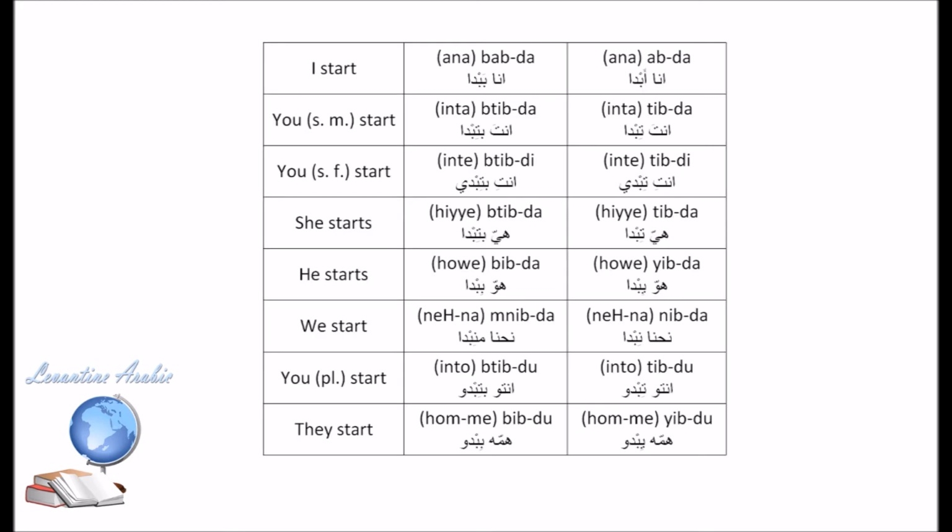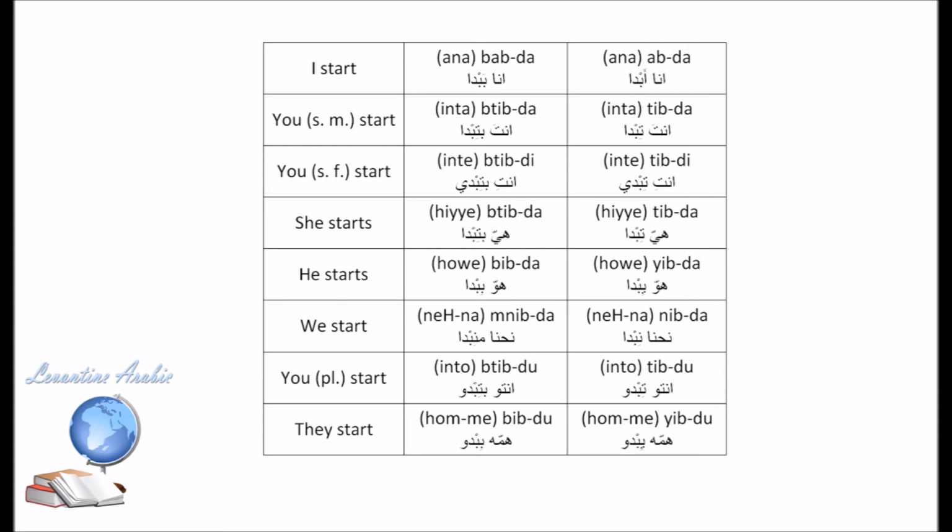Alright, now let's move on to verbs that end in a vowel. We have the verb to start, بدأ, يبدأ. The column on the right is the conjugation without the ba, and the one in the middle is the conjugation with the ba. I start, أنا ببدأ. You singular male start, أنت بتبدأ. You singular female start, أنتِ بتبدي.